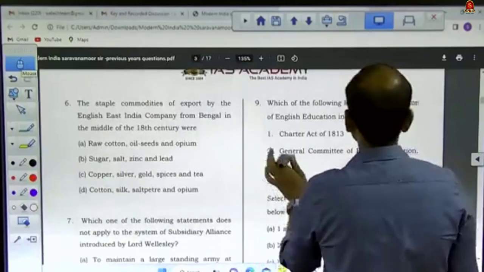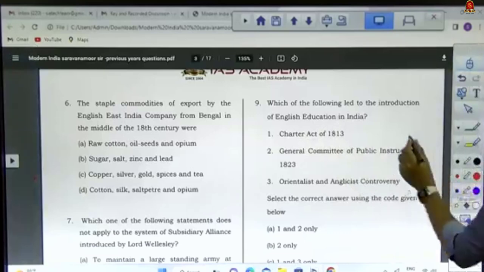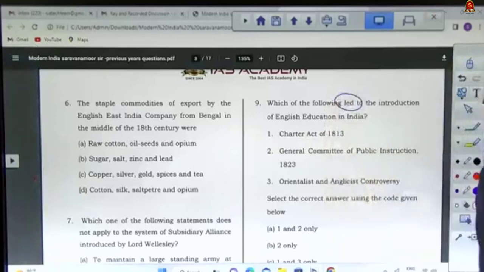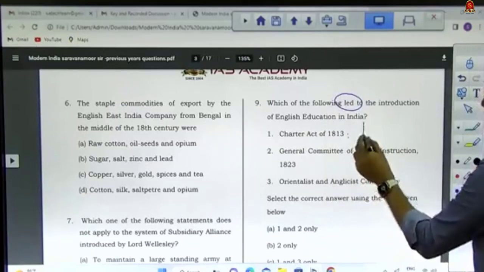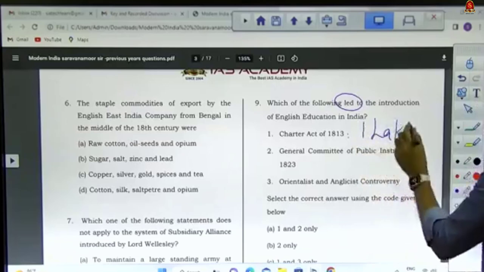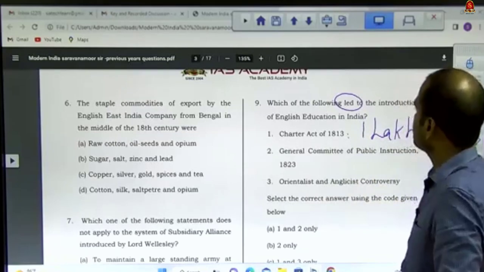9th question. Which of the following led to the introduction of English education? So, the question is, which led to the introduction of English education? Yes. The Charter Act of 1813 was a humble beginning, which provided 1 lakh rupees for the promotion of the education system in India.